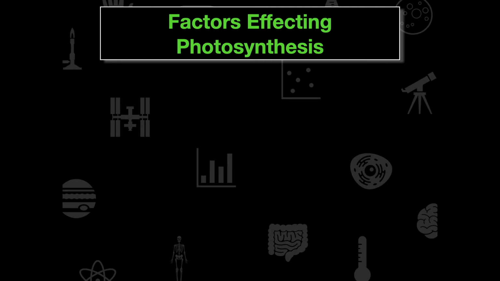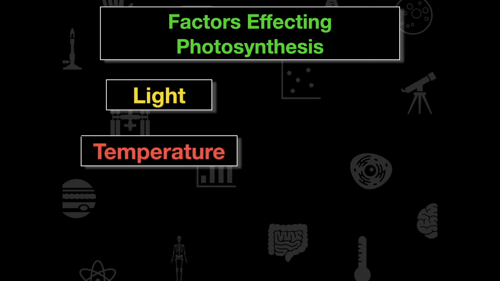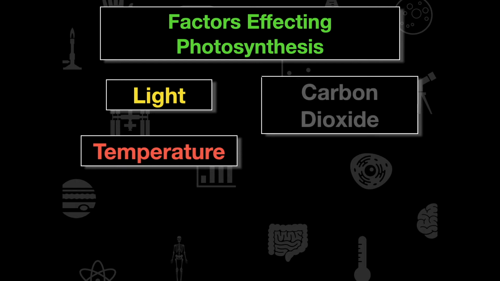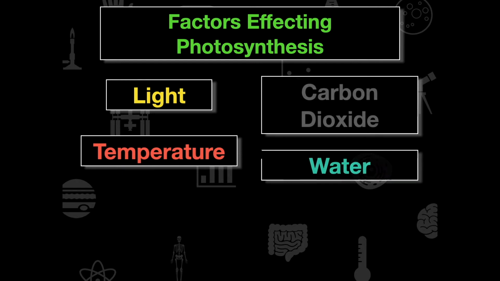So there are going to be 4 factors that are going to influence how photosynthesis occurs. Things that are going to affect it are going to be light, temperature, the amount of carbon dioxide present, and lastly, the amount of water present. Each of these factors affects the rate at which photosynthesis occurs and the efficiency.